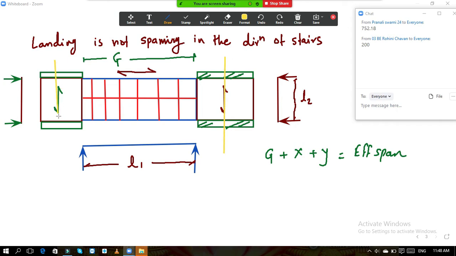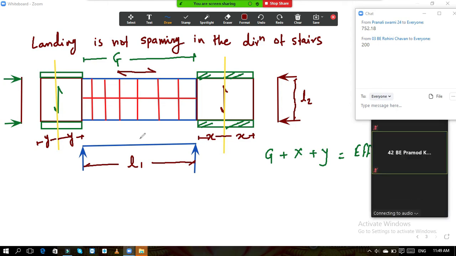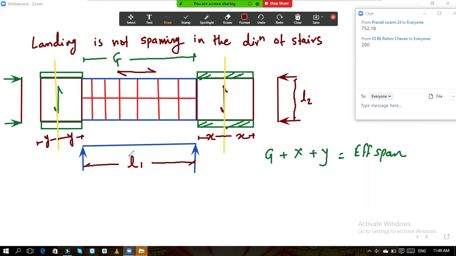This is the line center. And this is your X. This is also X. This we take as Y. This is also Y. The only condition is X and Y should be less than 1. If it is greater than 1, then take the value as 1. So in this case, we'll take it as G plus X plus Y. That will be your effective span. I hope now this concept is clear to you.